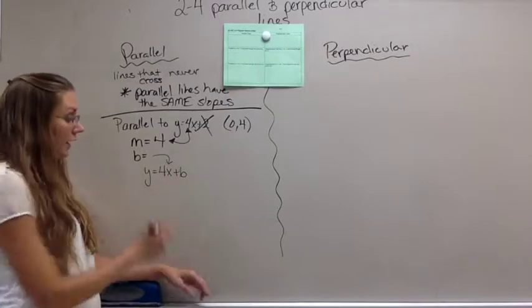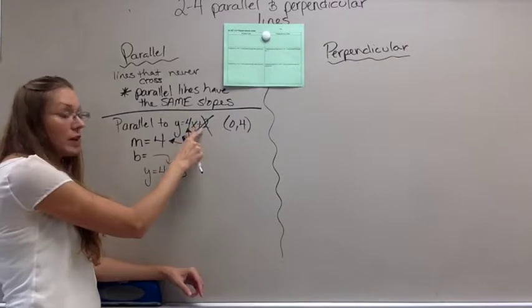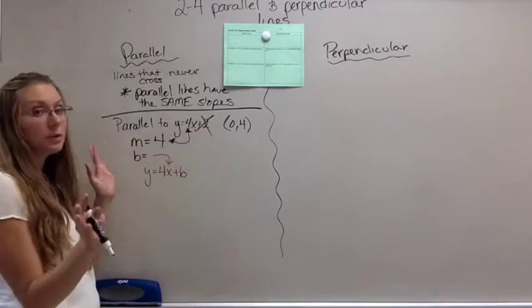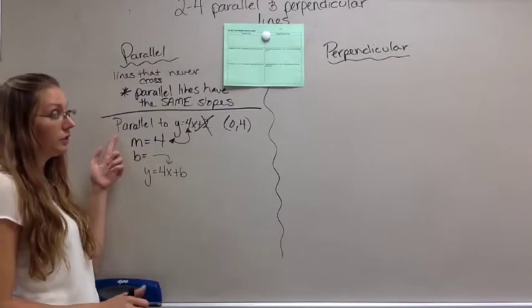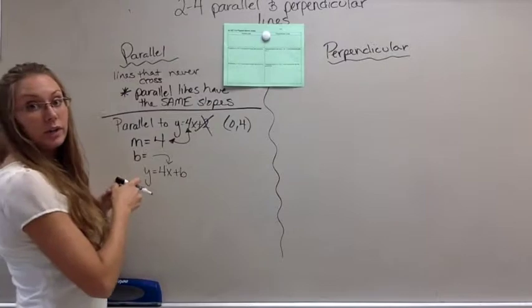The new line has to go through an x and a y, it has to have a slope, and its b value is going to be different than our initial one, okay? If it was the same b, it'd be the same line, and we're not dealing with the same line. We're dealing with one that's parallel to it. It's going to be next to it, have the same steepness, but not the same y-intercept.